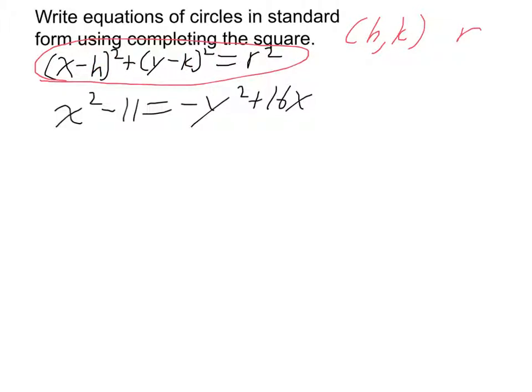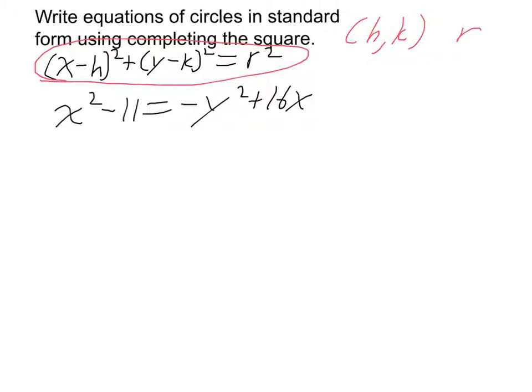So first thing I'm going to do is get all the variables over on the left, and the numbers on the right, because of course in our end result, the radius is going to be a number on the right, and the left is going to have just variables. Okay, so let's do that. Let me move the y squared over to the left, move the 16x over to the left, and move that 11 over to the right.